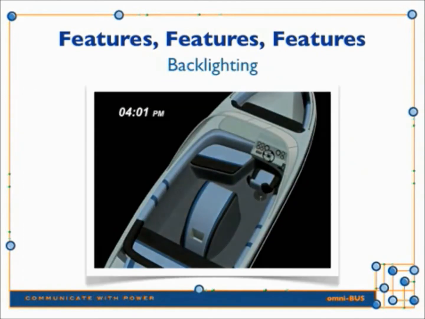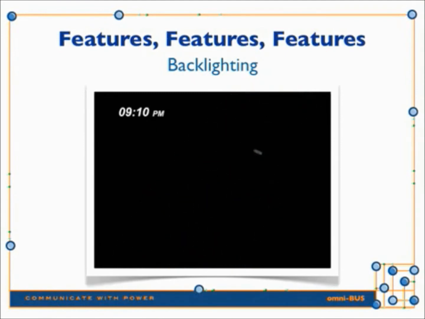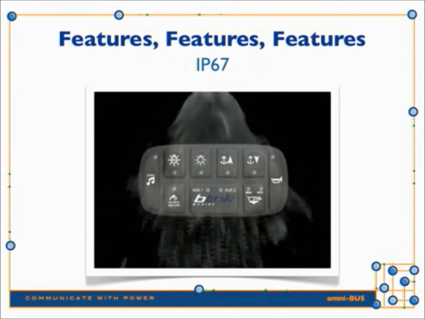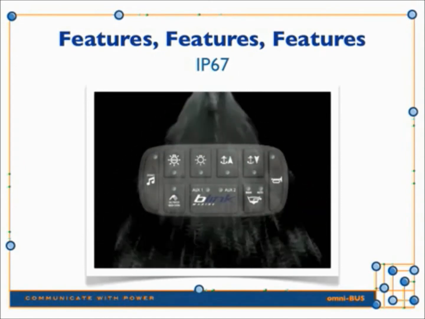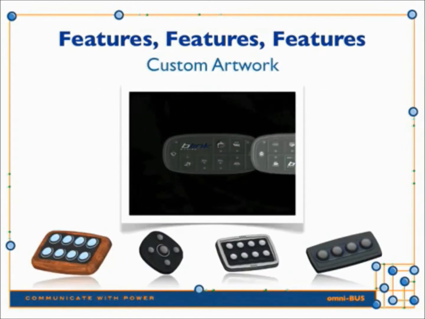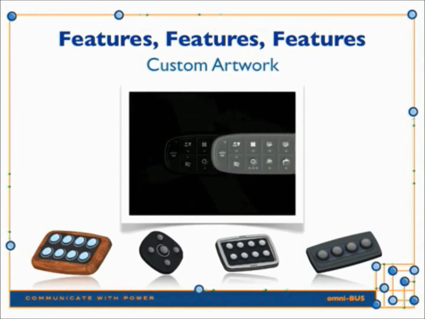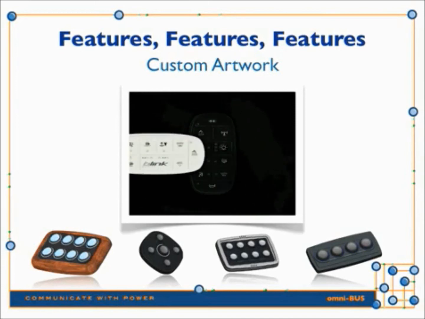Another standard OmniBUS feature: all OmniBUS keypads are backlit enabled and can be programmed to come on for nighttime applications. All keypads are IP67 rated and can be operated underwater. The DSS family of keypads have custom artwork to suit most needs. They come in a variety of shapes and layouts and can be painted to match most panel color schemes.